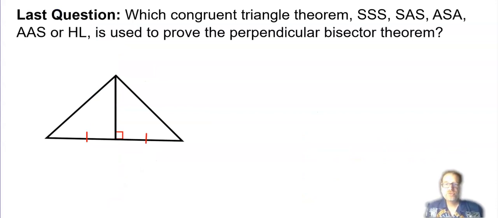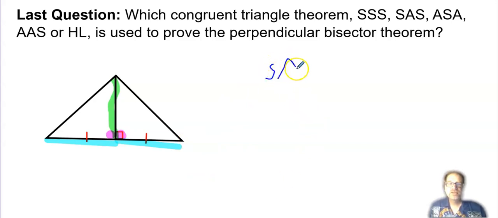And last question: which congruent triangle theorem, side-side-side, side-angle-side, angle-side-angle, angle-angle-side, or HL, which of the big five is used to prove the perpendicular bisector theorem? Well, if you hit pause, you'll notice we've got a right angle, and so that makes this side a right angle. We've got this side is marked congruent to this side. And then lastly, reflexive property. So the reasons these two triangles are congruent as marked is because of side, angle, side.